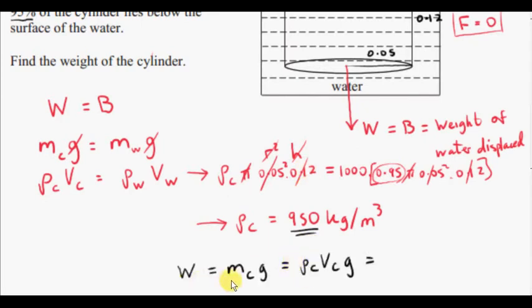Now at last we can get the weight of the cylinder. We need the mass of the cylinder times g. The density is 950. Now we need the volume. So this time we do need the dimensions. Okay, the volume is pi r squared h. If we use g equals 9.81, our answer is 8.78 newtons.